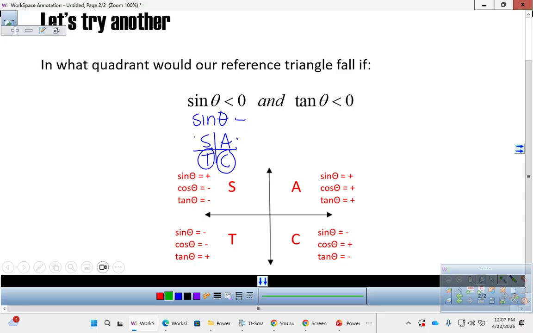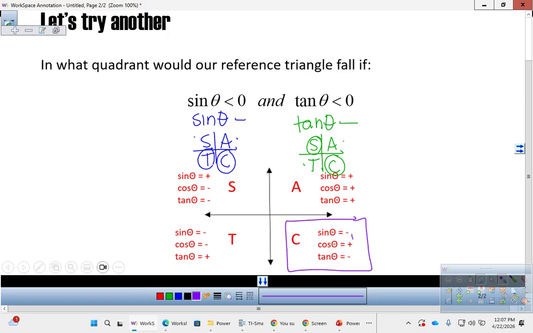Let's look at our other information. Tangent theta is less than 0, meaning that tangent theta is negative. So let's look at all students take calc. This tells us where tangent is positive. It's positive in all and T for tangent, which must mean in turn that it's negative in 2 and 4. So I knew that my answer had to be either 3 or 4, and now it has to be either 2 or 4. So what do they have in common? 4. Let's see why this one makes sense.